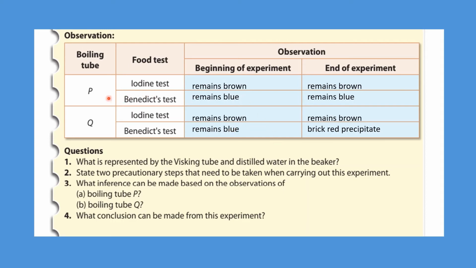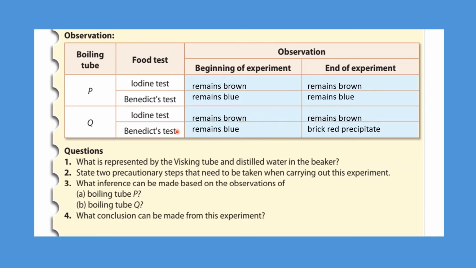So for boiling tube P, at the beginning of the experiment, the iodine remains brown and the Benedict test remains blue. So at the beginning, there is no starch and no glucose present in the distilled water. At the end of the experiment, it is also the same for boiling tube P. Then for boiling tube Q, the glucose solution, for the iodine test, which tests for starch, there are no changes at the beginning and end of the experiment.